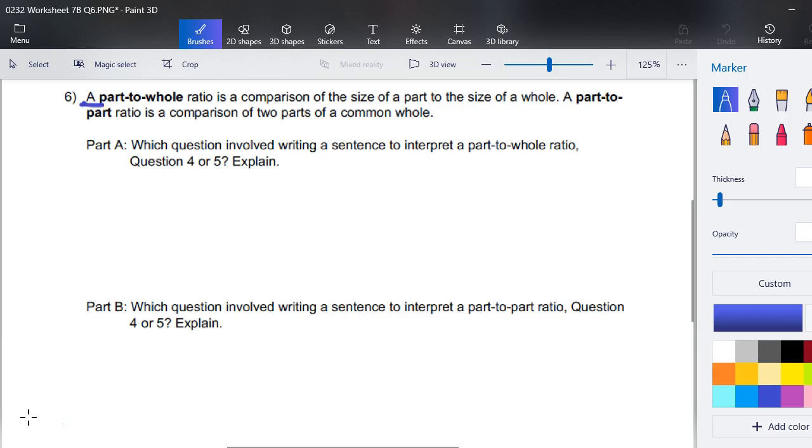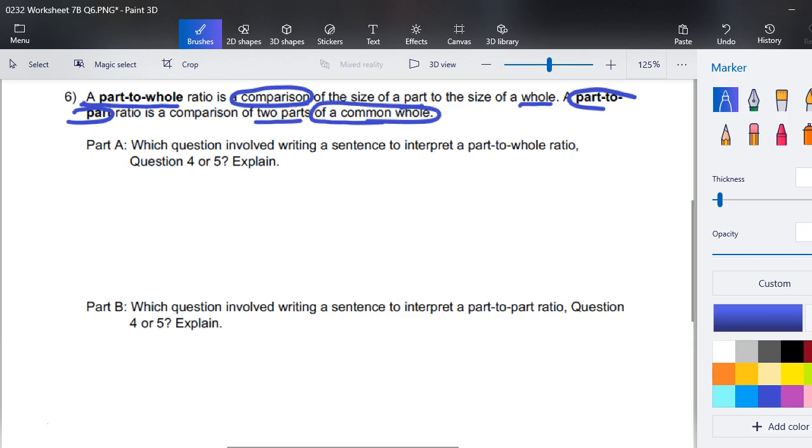The lesson ends with question 6, a part to whole ratio. And remember, I've asked you to have a glossary, flashcards, something along those lines. This is a set of words that needs to go in that list of words. A part to whole ratio is a comparison of the size of a part to the size of a whole. The other set of words to get in your glossary or Google Docs is that a part to part ratio is a comparison of 2 parts of the common whole.